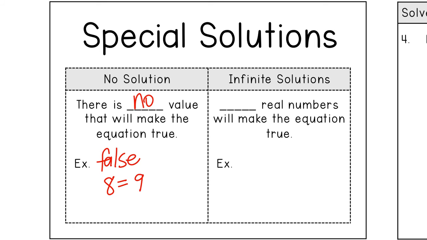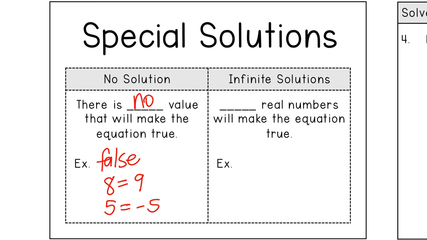Well, those are not the same number, so that's false. Or sometimes they'll try to trick you and do like 5 equals negative 5. So they're both 5, but one's positive, one's negative, so they're still not the same. So if a situation like that comes up, that means that that equation has no solution.